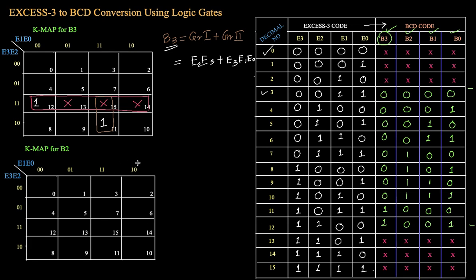Like that, if we are taking the Karnaugh map for B2, then what is the position of the 1? At 7, 8, 9 and 10 we are getting B2. So 7, 8, 9 and 10. Here we can change the color again. So 7, 8, 9 and 10 we are getting the numbers.